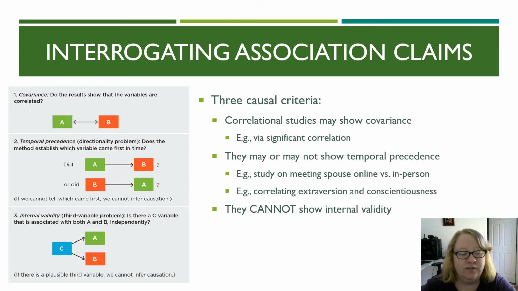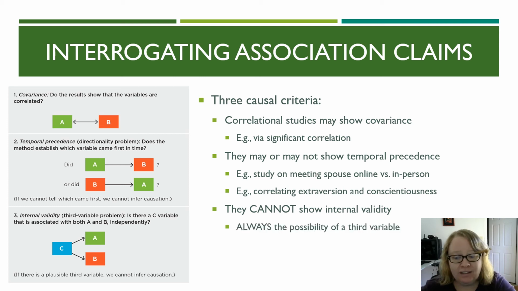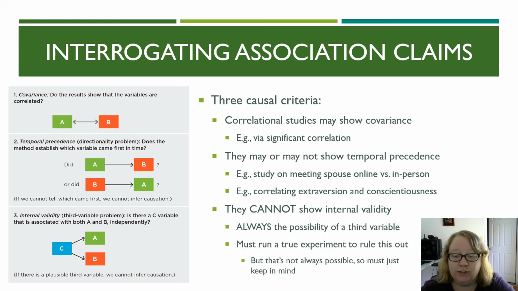So this is the third variable problem. Is there some third variable that's associated with both of the ones that we're looking at independently? So that's like the C in this little graph here that could be causing both A and B. In correlational designs, there is always the possibility of a third variable. We cannot rule this out. We have to run a true experiment in order to rule it out, because that's where we can control everything except for the IV that we're manipulating. But again, it's not always possible to do that for correlational studies, so we have to just keep that in mind.